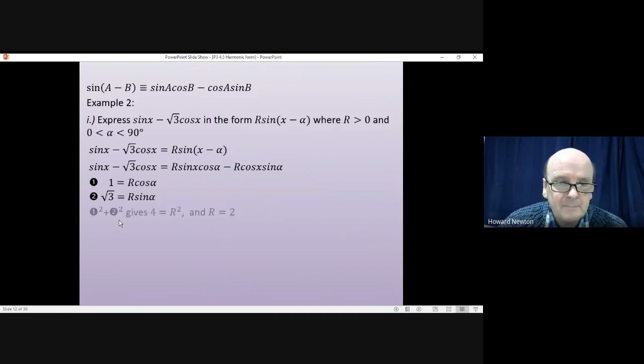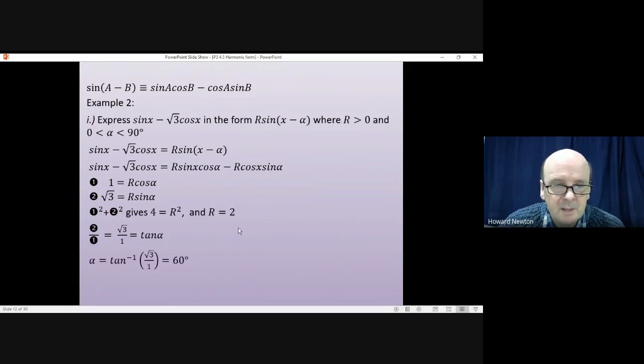Squaring and adding gives us 4 is equal to r squared. Square rooting the 4 gives us r is equal to plus 2. Doing 2 divided by 1 gives us root 3 divided by 1 is equal to tan alpha, and inverse tan of root 3 is 60 degrees. So we found r is 2, we found alpha is 60 degrees. We can substitute those in, and we get the answer that sine x minus root 3 cos x is exactly the same as 2 sine(x minus 60 degrees).